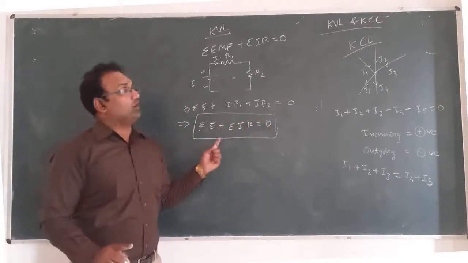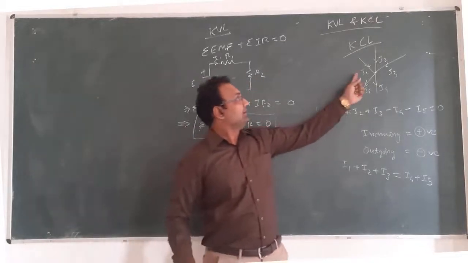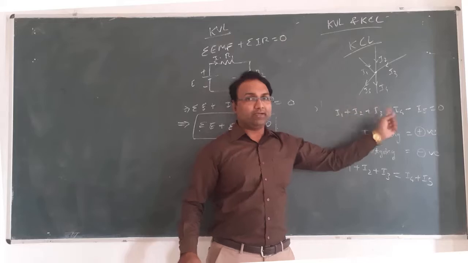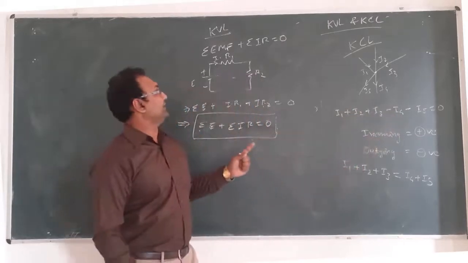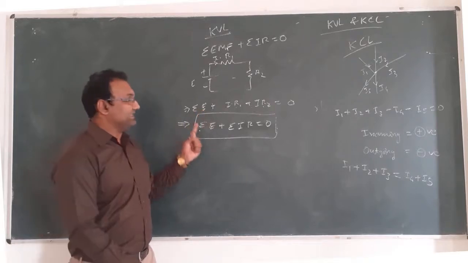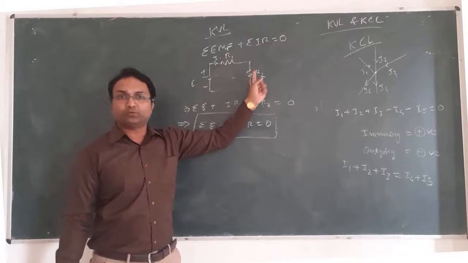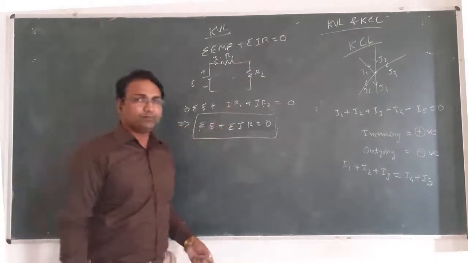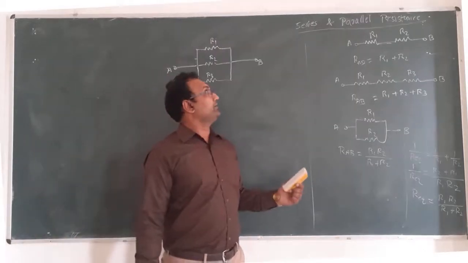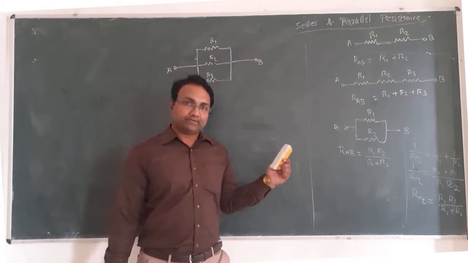So there are two laws. First is Kirchhoff current law, which relates the incoming and outgoing currents, whereas the Kirchhoff second law relates the EMFs, that is the algebraic sum of the EMFs, to its voltage drops in any closed loop. Fine? Okay. Now we are going to discuss series and parallel combination of resistances.